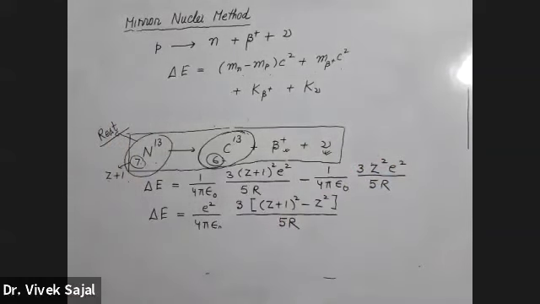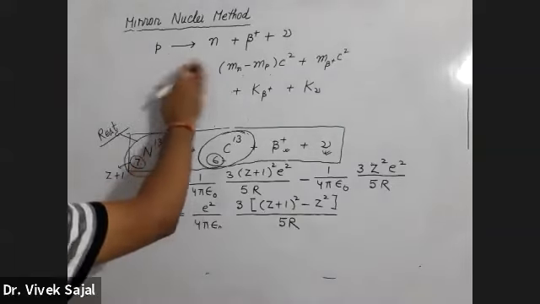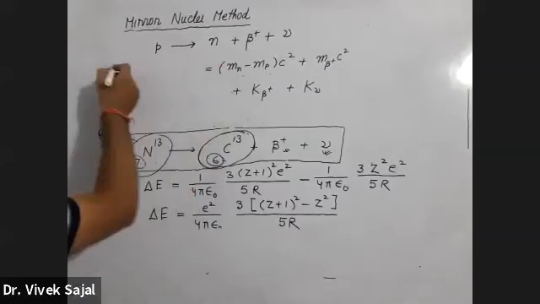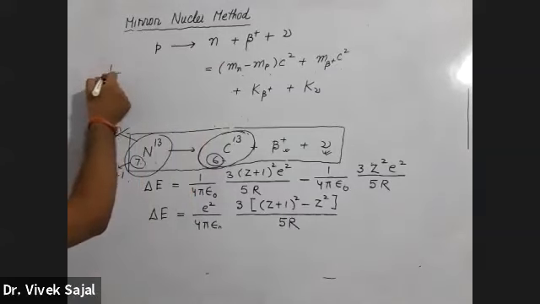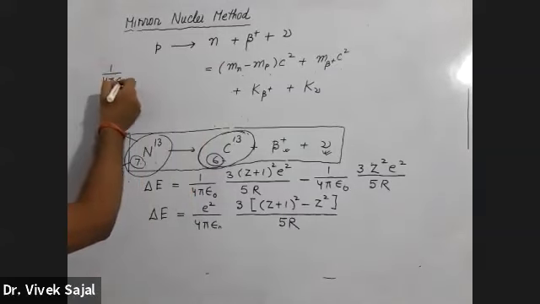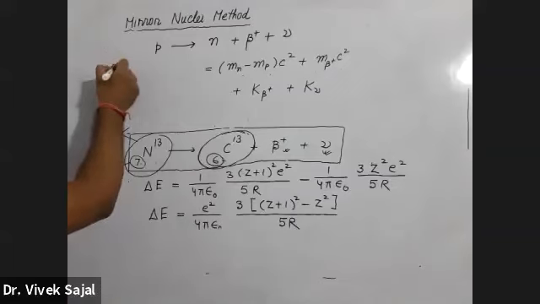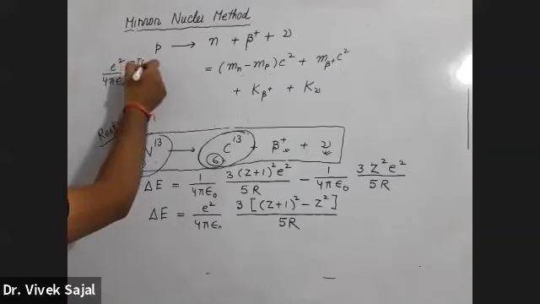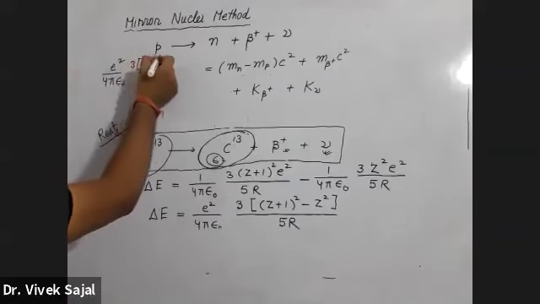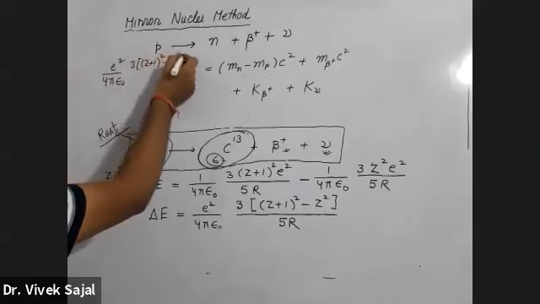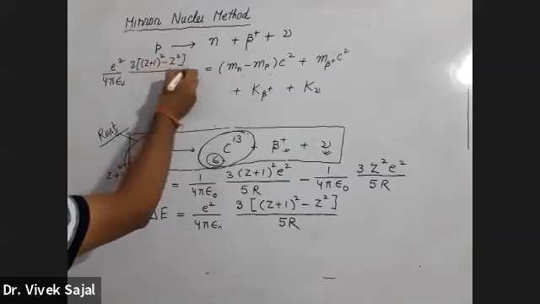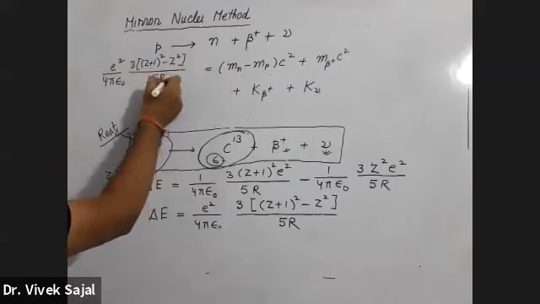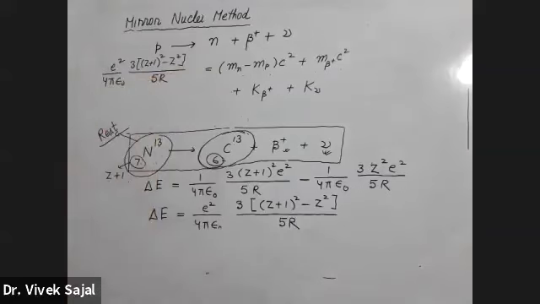So this will be my equation. In place of this delta E, I can write 1 upon 4 pi epsilon naught, times e square, times 3 times (Z plus 1) square minus Z square, divided by 5R. So this will be my equation.